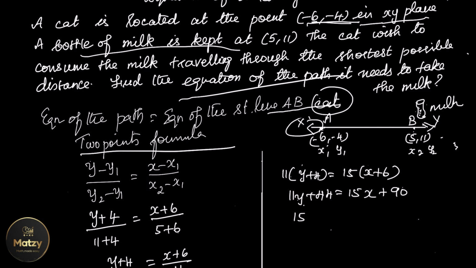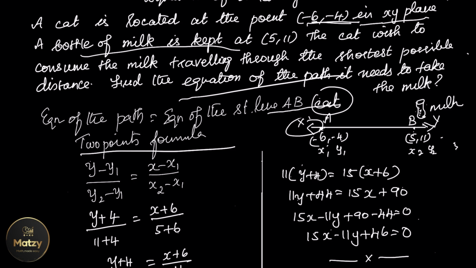Now I am bringing that 11y to this side. It will become 15x - 11y + 90 - 44. Bringing this side, it takes a negative sign. So 15x - 11y + 46 is equal to 0. This is the equation of the path in which the cat needs to take the milk. Thank you.